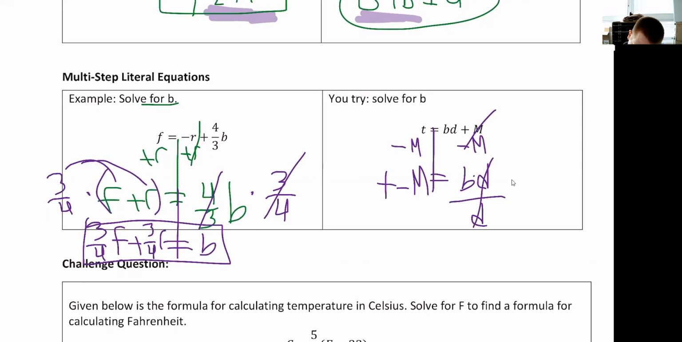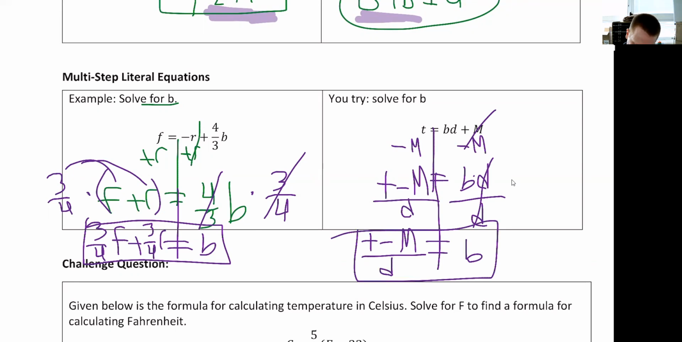So that's going to cancel. We'll just have b. And we're just going to divide this whole side by d. And there's really not anything else you do. So your answer is going to be lowercase t minus capital M all over d. I know this seems strange and it looks weird, but you're really just following those same steps you've seen before. This is what you would type in Delta Math for these two.